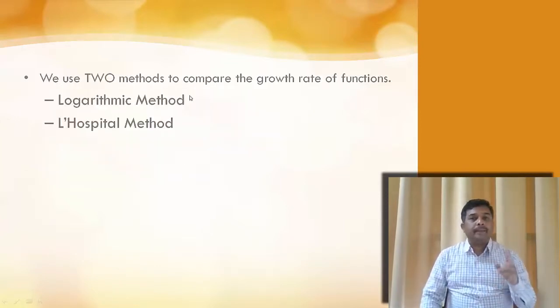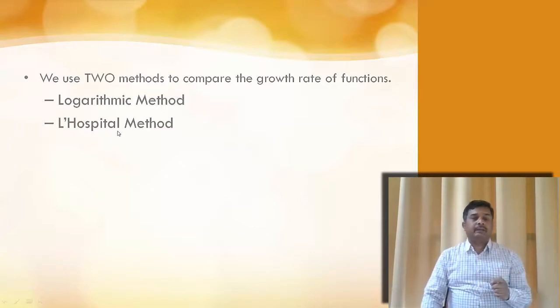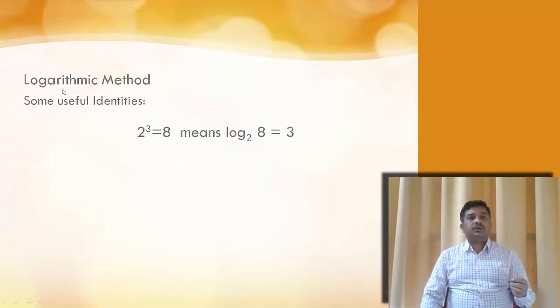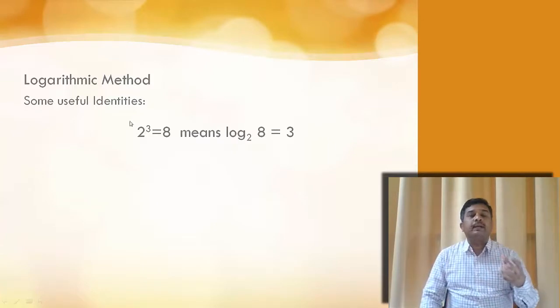In order to compare two functions in their rate of growth, there are two basic methods. One is the logarithmic method, another is the L'Hospital method. So let us try to understand one by one and do some problems based on that. So let us try to see the logarithmic method first. Before we start, let us see some identities or rules that we'll be frequently using.